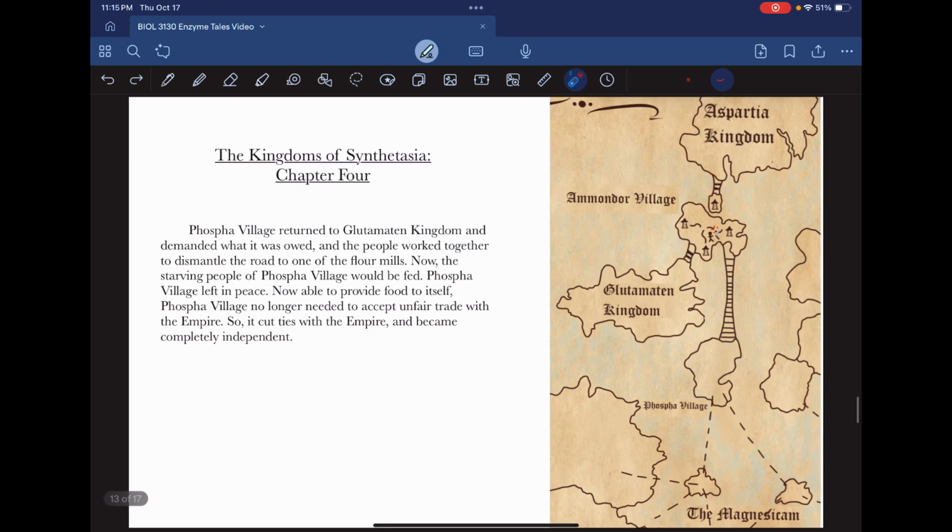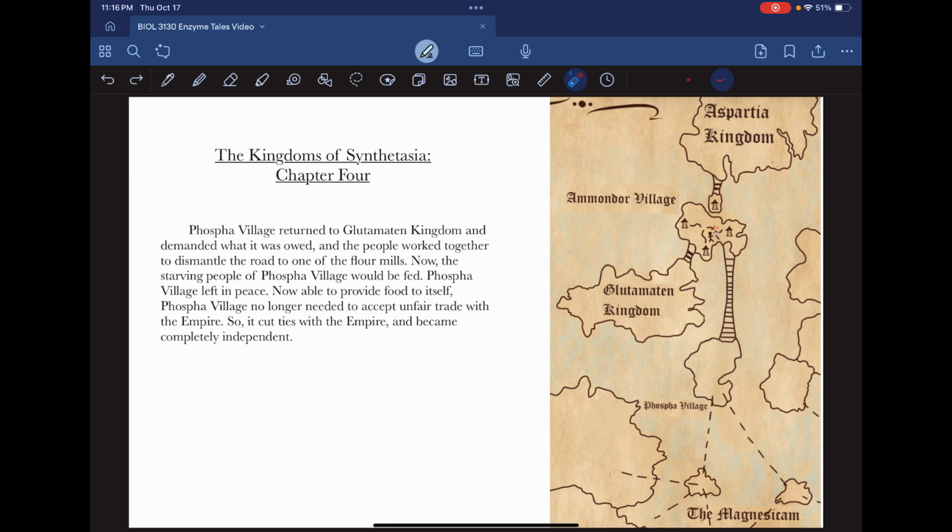The kingdoms of Synthetasia, Chapter 4. The Phosphor Village returned to Glutamating Kingdom and demanded what it was owed, and the people worked together to dismantle the road to one of the flour mills. Now, the starving people of Phosphor Village would be fed. Phosphor Village left in peace.